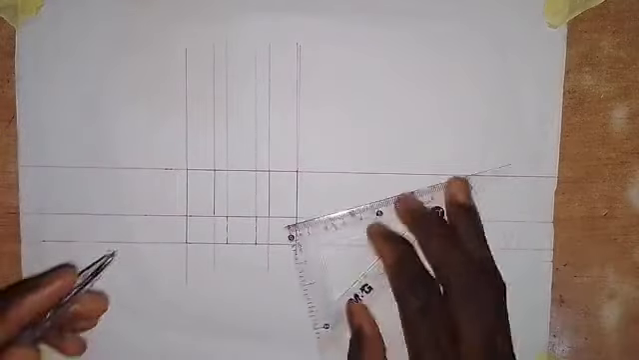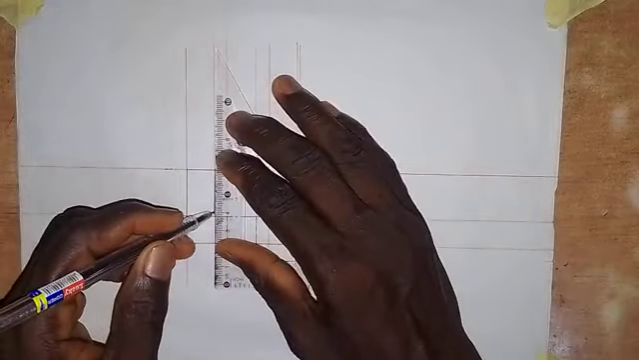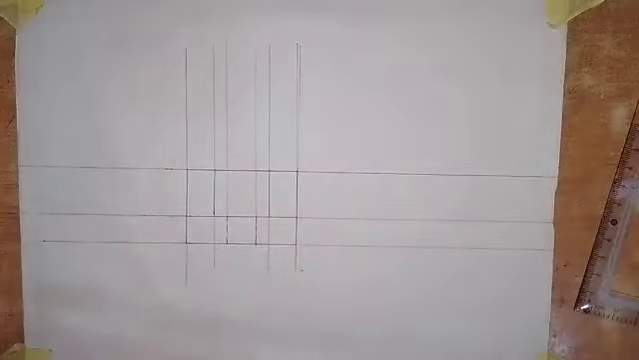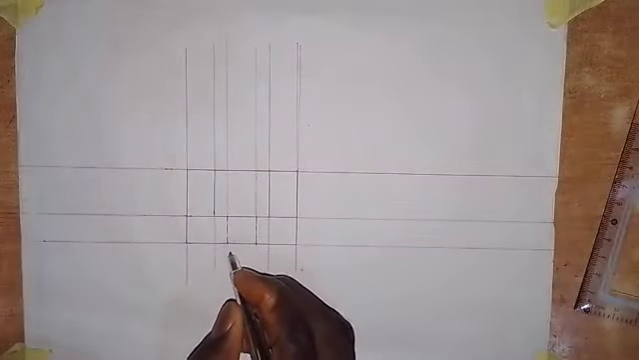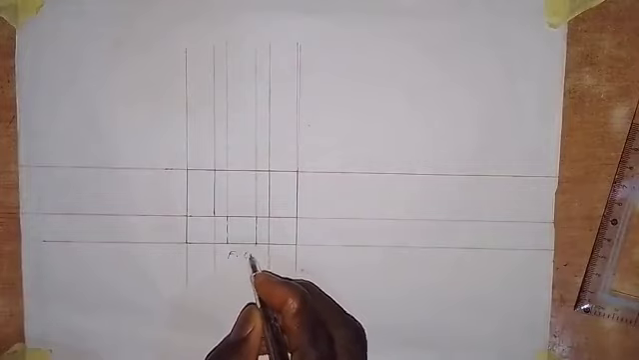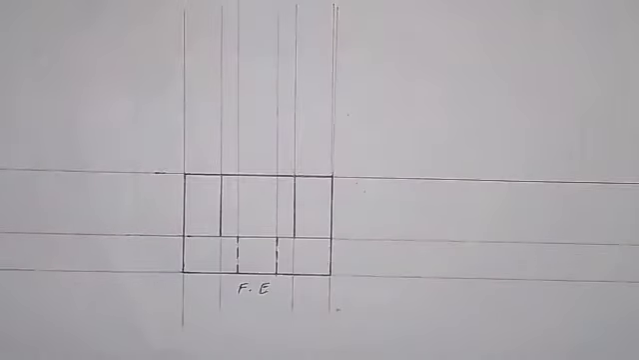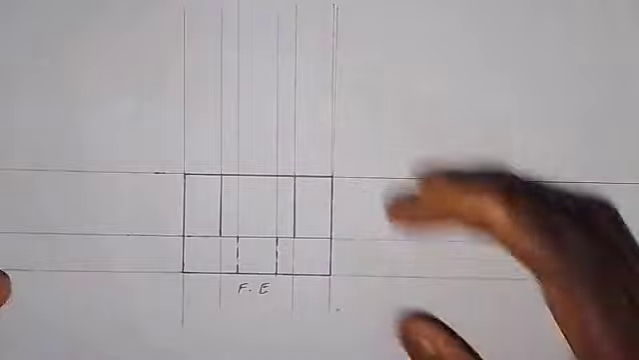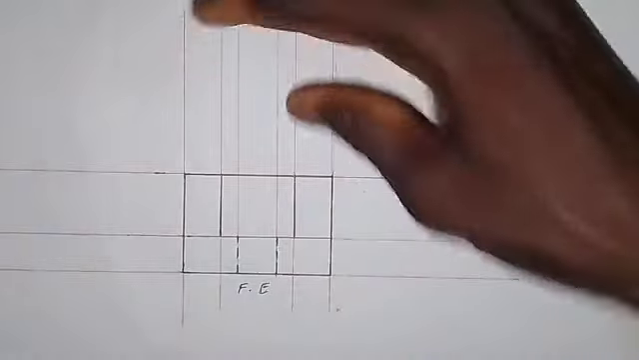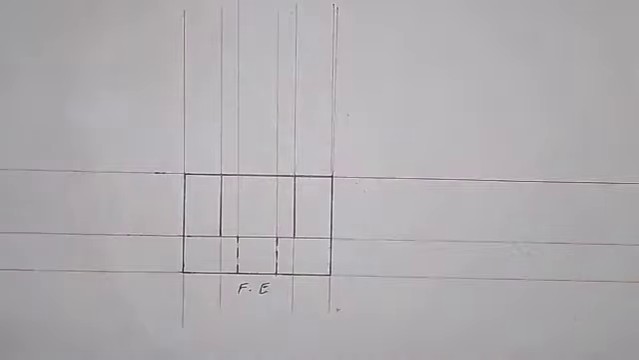Alright, so here we have the front elevation in place. This is the front elevation, so let us put FE for front elevation. Let's go and look at the plan. We are placing the plan up here because we are producing the orthographic views in third angle projection.